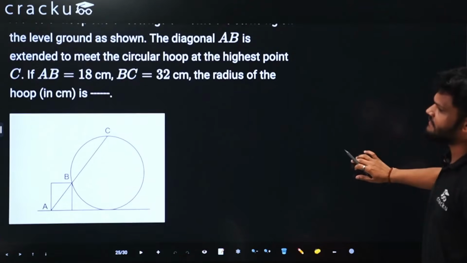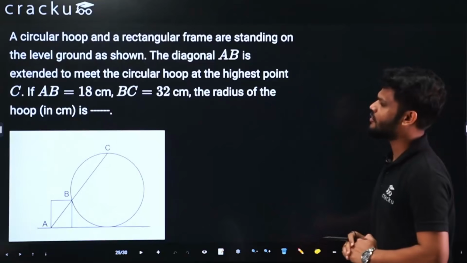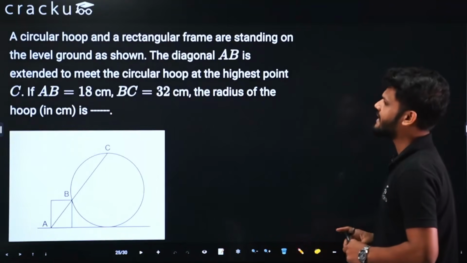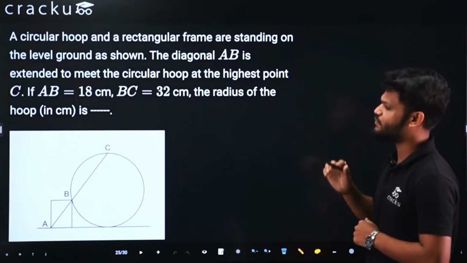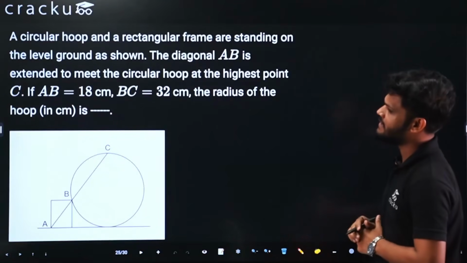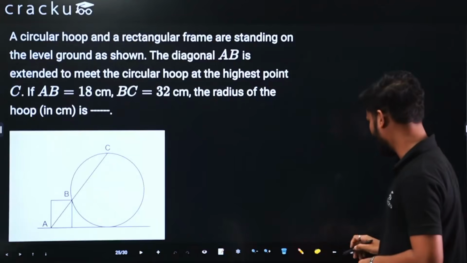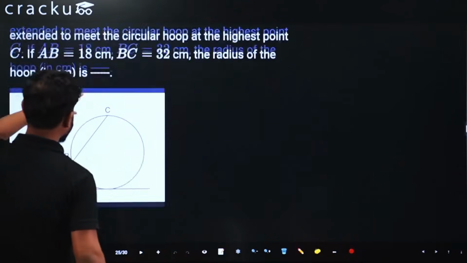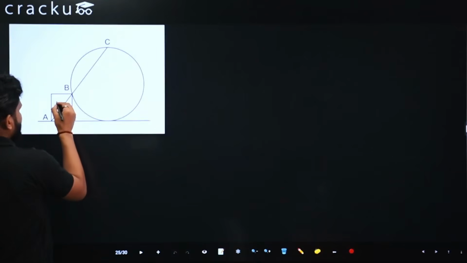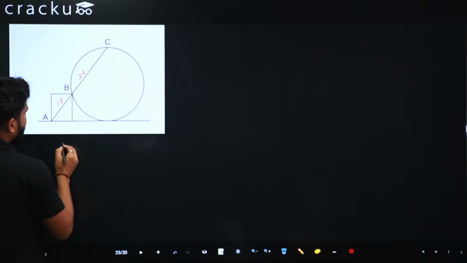In this question it is given the circular hoop and the rectangular frame are standing on the level ground as shown. The diagonal AB is extended to meet the circular hoop at the highest point C. If AB is equal to 18 and BC is equal to 32, the radius of hoop is what? How can you solve it? Let us say this AB is given as 18, BC is given as 32, correct?